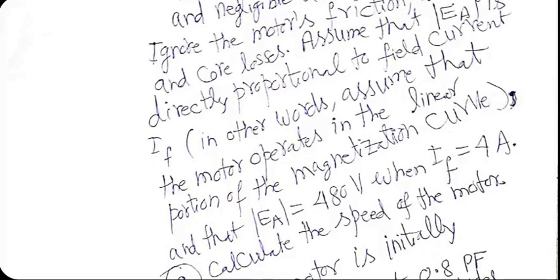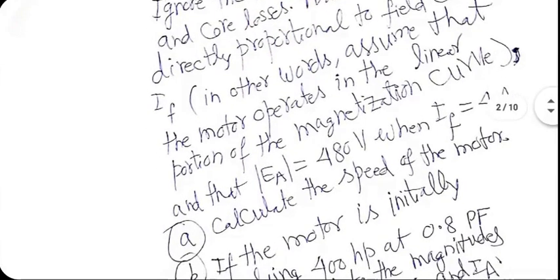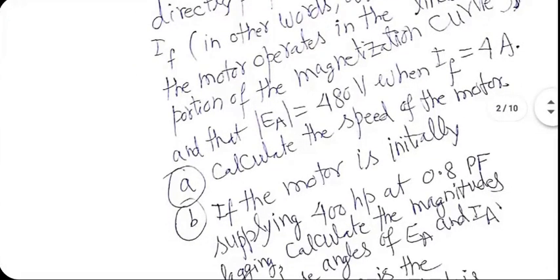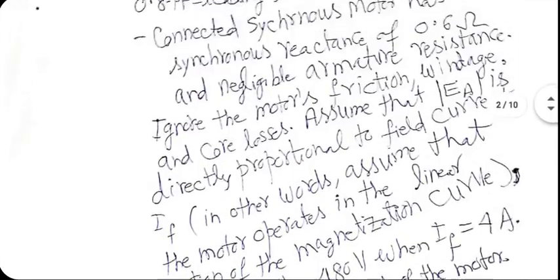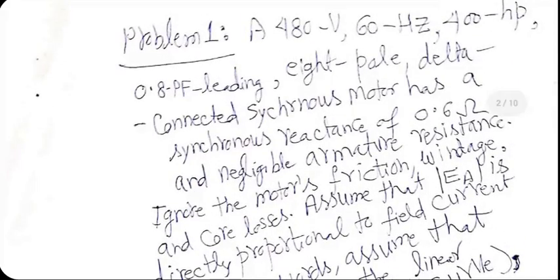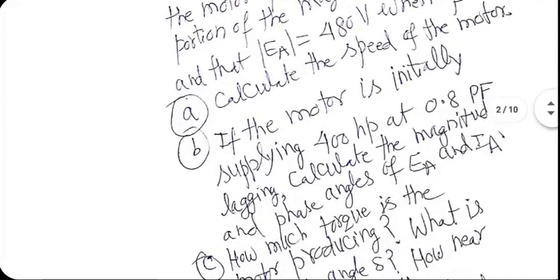And let's say we are given magnitude of EA equal to 480 volt when IF is 4 amperes. Now, part A, calculate the speed of the motor. Part B, if the motor is initially supplying 400 horsepower at 0.8 power factor lagging, keep in mind, the rated power factor is 0.8 leading, but the actual power factor at which you are using it is 0.8 lagging. Calculate the magnitudes and phase angles of EA and IA.